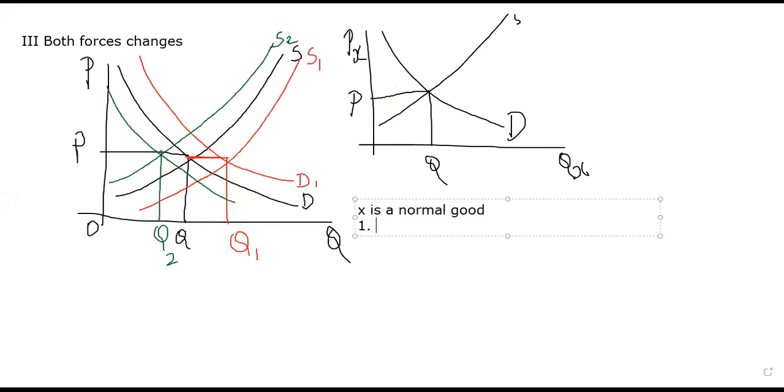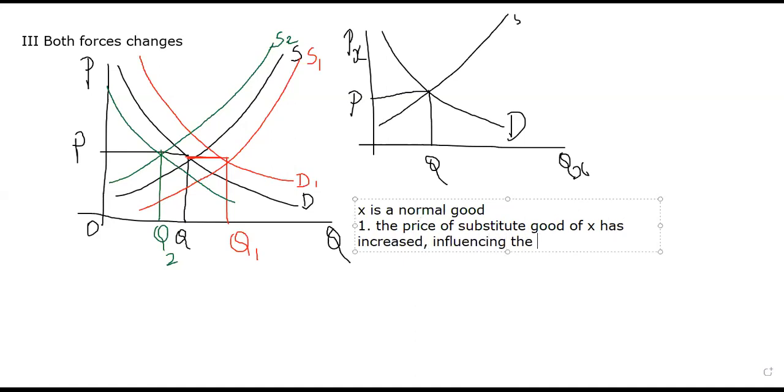Okay. Situation is the substitute good of X, the price of the substitute good of X has increased, influencing the demand for X.